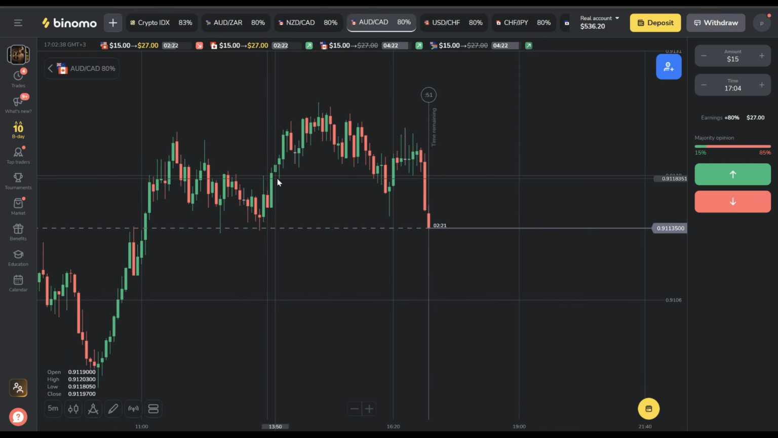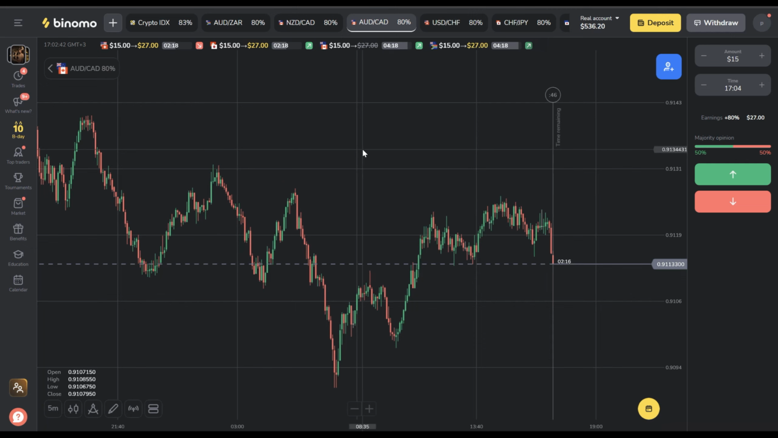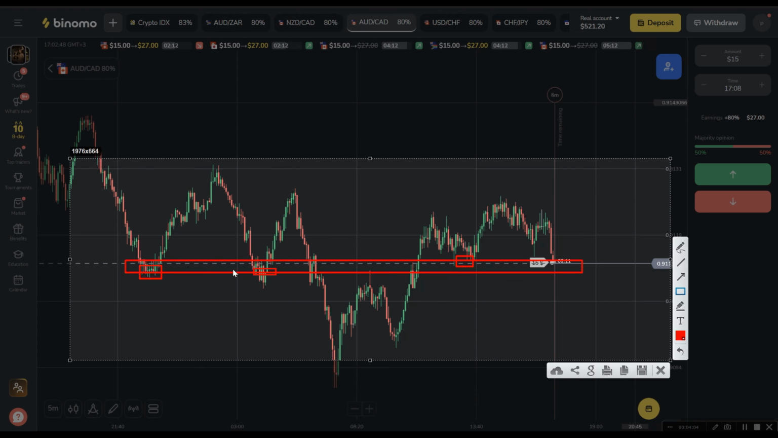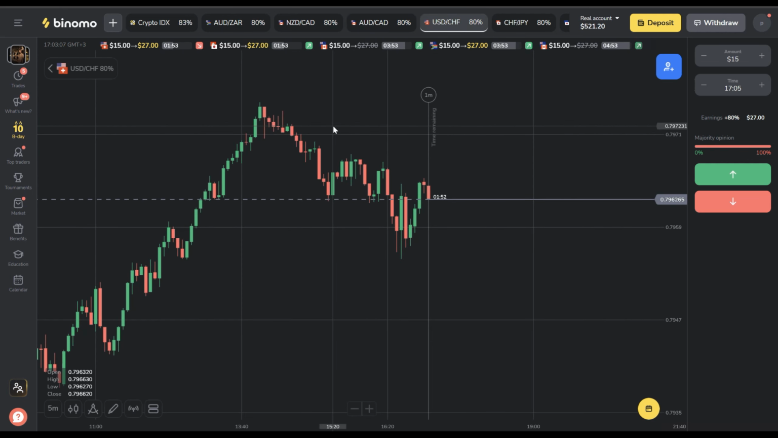Alright, now let's take a look at something else together. Meanwhile, the Australian dollar, Canadian dollar has dropped. We'll also open a trade for an increase. We have a good support zone. The price reached this zone with an impulse. I'm counting on a reversal. So we have 5 trades open. Let's see what's happening now.